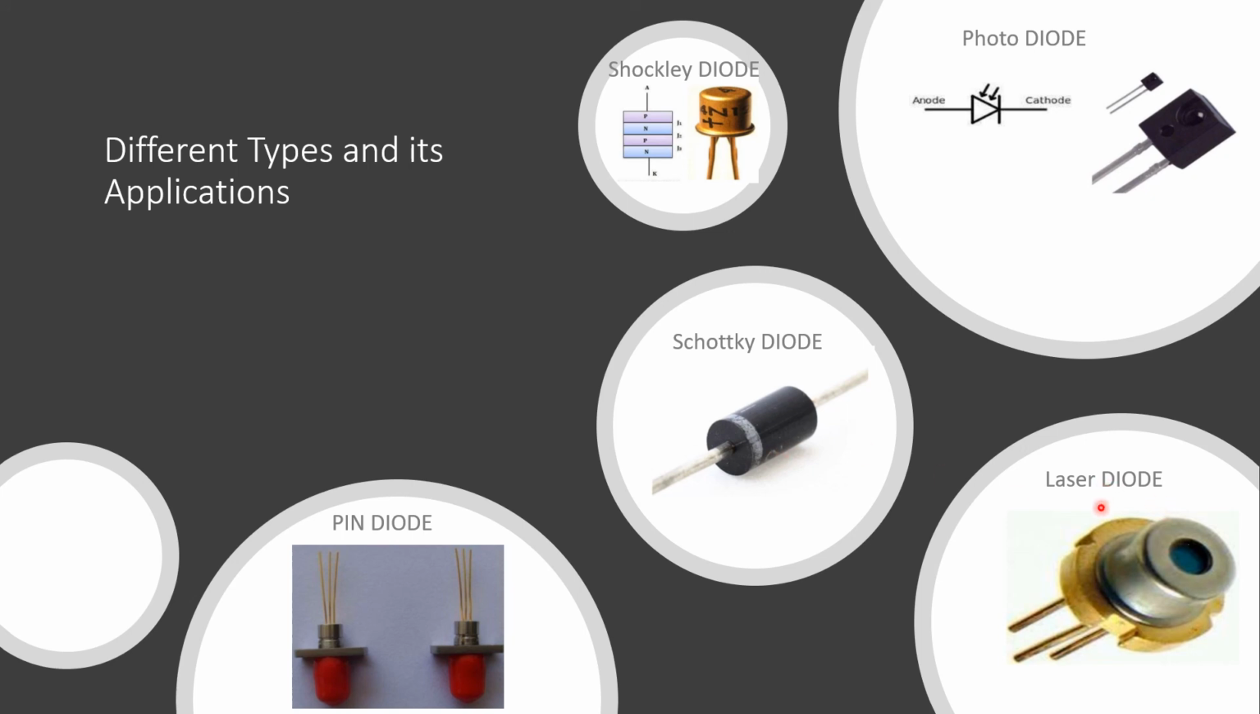Here, for the laser, the term laser stands for light amplification by stimulated emission of radiation. Laser light is monochromatic, which means that it consists of a single color and not a mixture of colors. Laser light is also called coherent light, which means a single wavelength. And these laser diodes are also used in laser printers, fiber optic systems, and for the treatment of cancer.